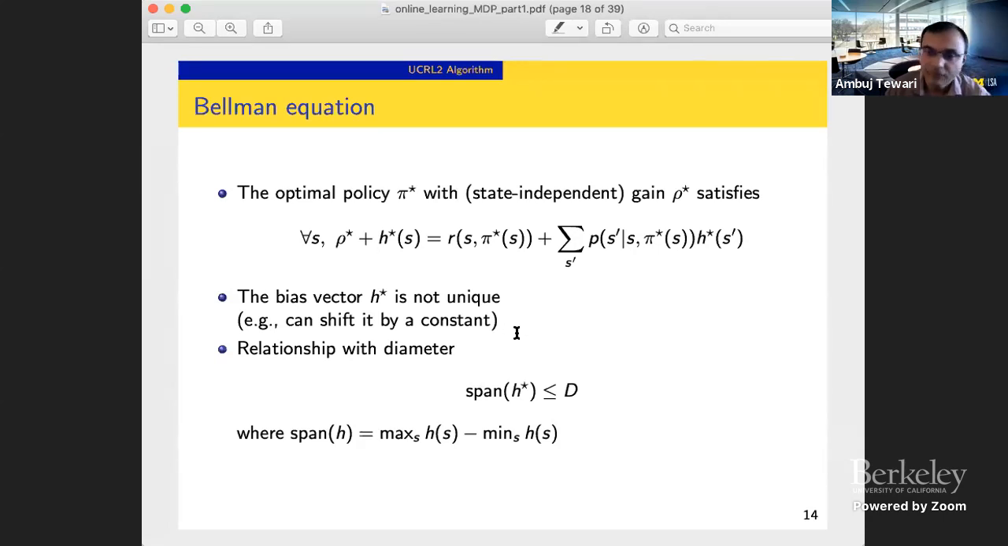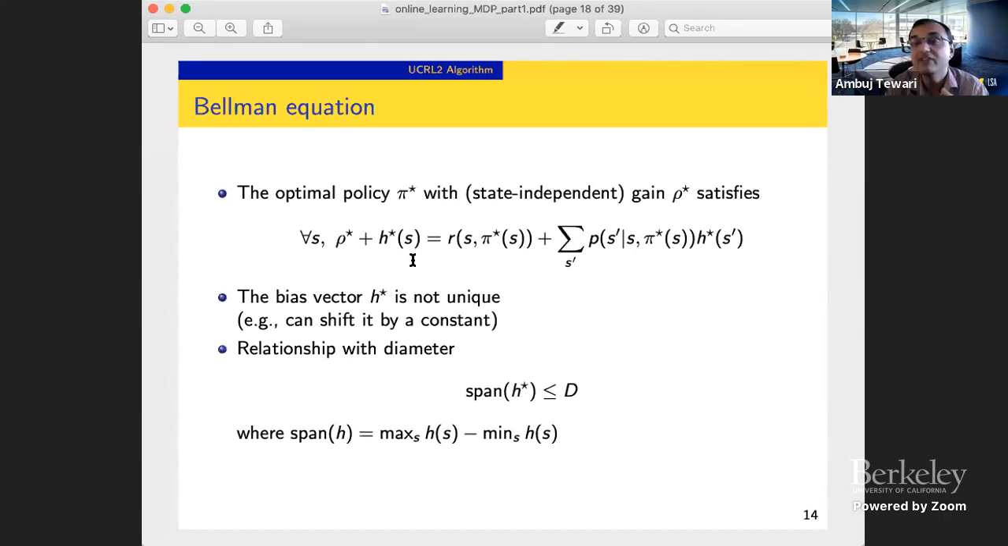Unfortunately, to introduce more complications, this bias vector, which is kind of the analog of the value function, is not unique in the average reward case. And you can see this in this equation already. I can add a constant to every element of h star, and because I hit it with the probability, it's just going to give me that constant on the right-hand side, and I get the same constant on the left-hand side. So all entries of h star can shift by a constant, and it's still a solution.